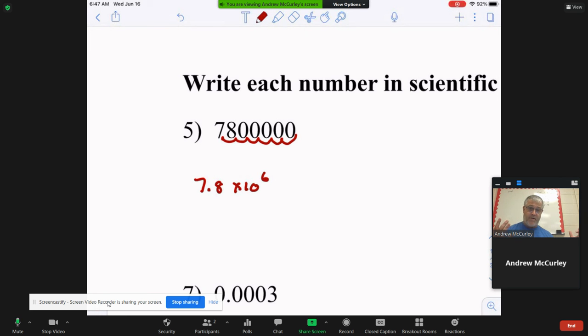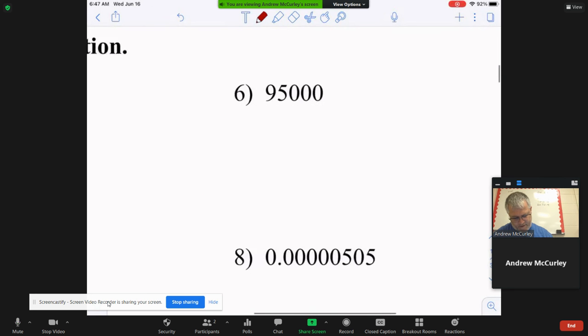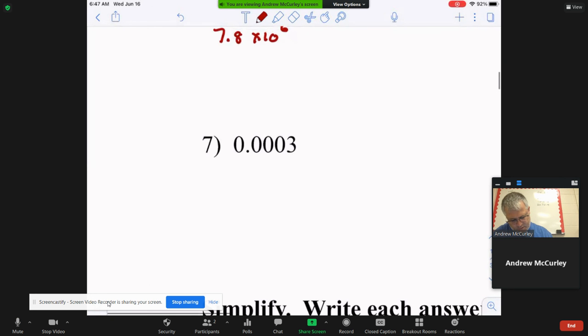If it's a large number and you're expressing it in scientific notation, you've got to have a positive exponent. If it's a small number, you've got to have a negative. Let's do the small number. So we need 1, 2, 3, 4. This is going to be 3 times 10 to the -4th. Tiny, tiny number, and we're expressing it in scientific notation.